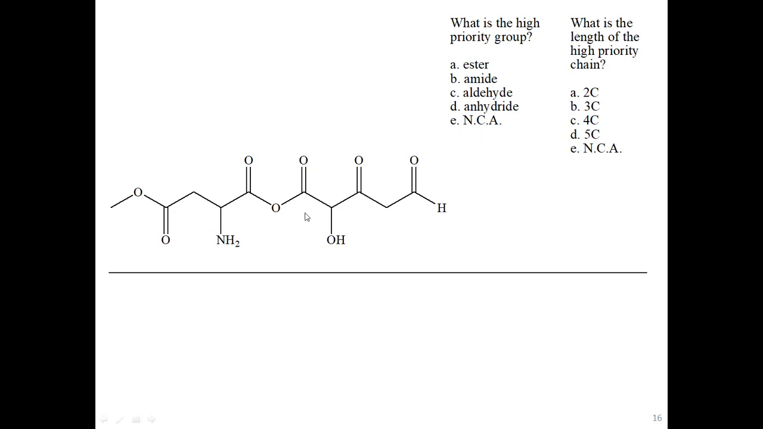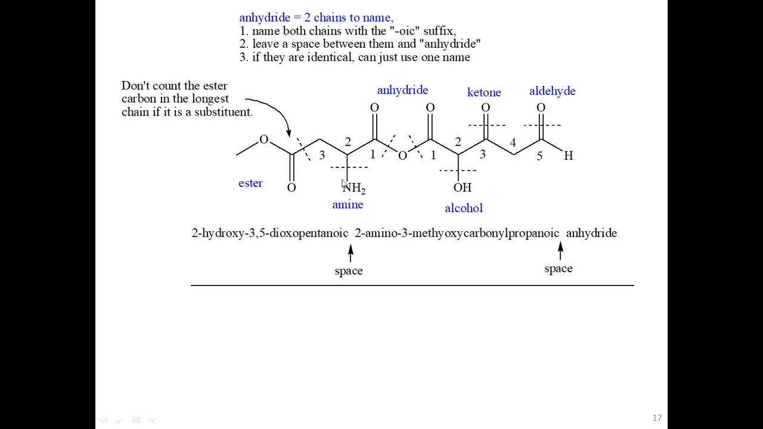Okay. So then I'll use those numbers. I'll say a 2-hydroxy and a 3-oxo and then a 5-oxo. So it'll be 3,5-dioxo. Okay. So this is going to look something like this.